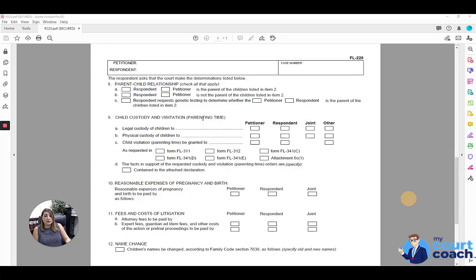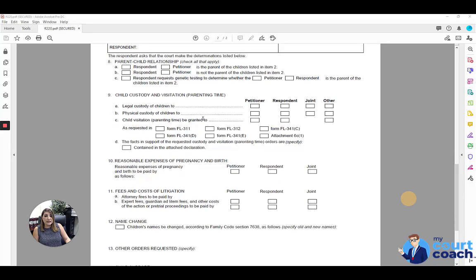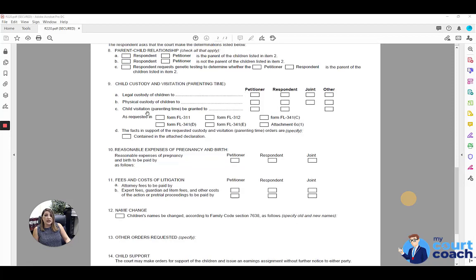Assuming that custody or parentage is established, then you have the right to request certain custody visitation orders. So if you are requesting legal custody of the children, or you want the other party to have it, or if you want to share it, mark the appropriate box that identifies your wishes. Same goes with physical custody. As far as child visitation goes, if you are requesting that one of the parties have primary physical custody of the children above, then the other party should be awarded child visitation below.